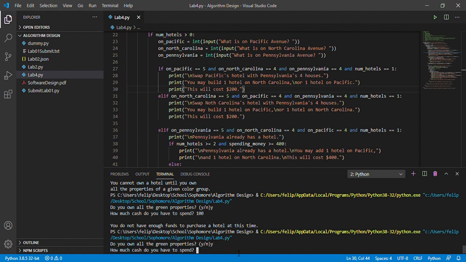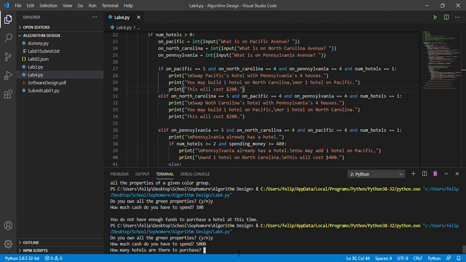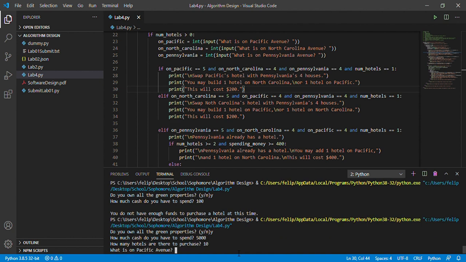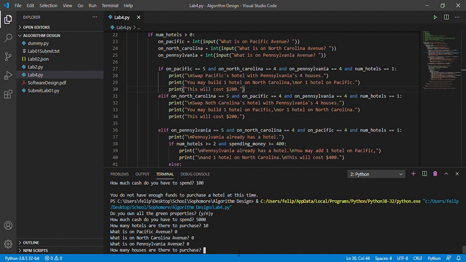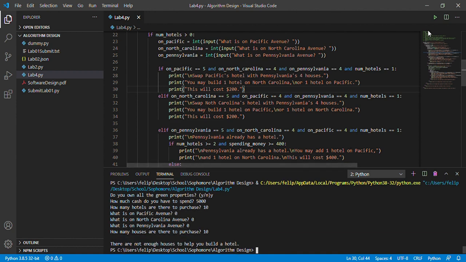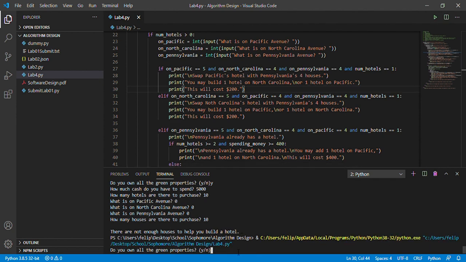And then the third test case, we have $5,000. There are 10 hotels to purchase, but we have no houses or hotels on any property. And so the message comes and says that there are not enough houses to help us build a hotel.